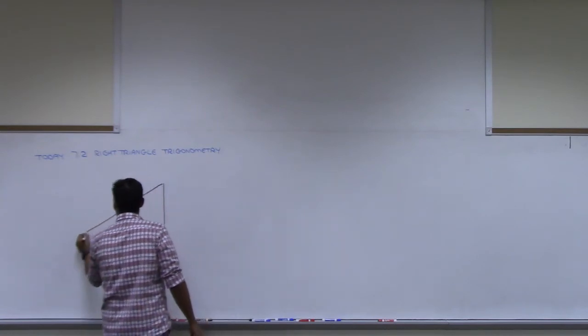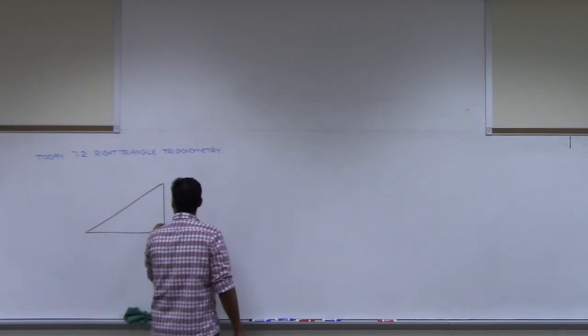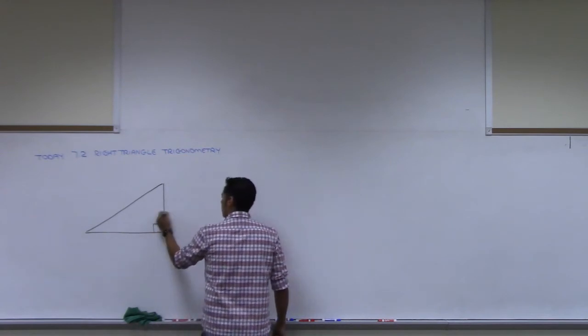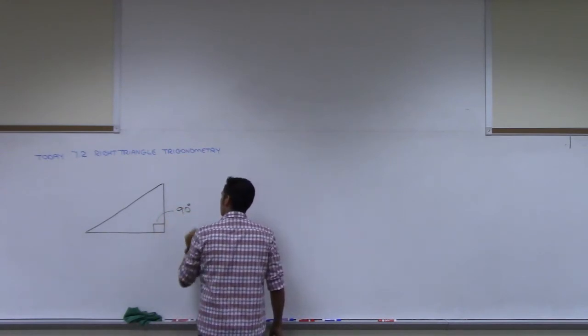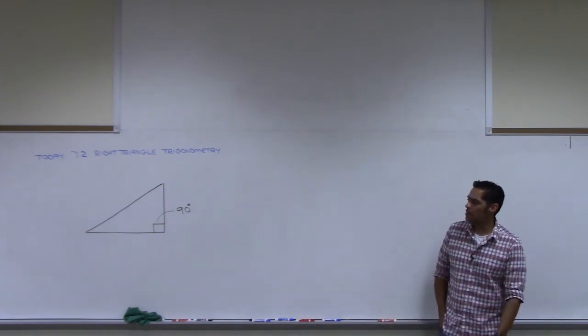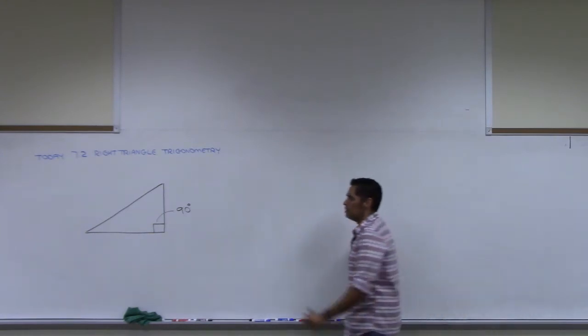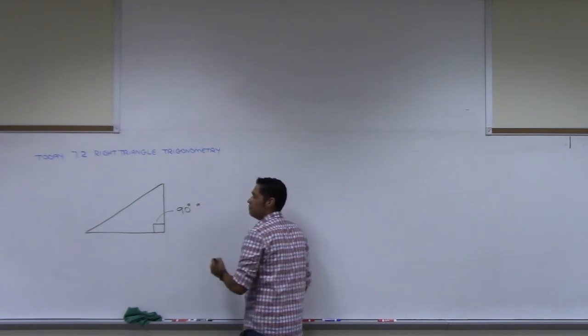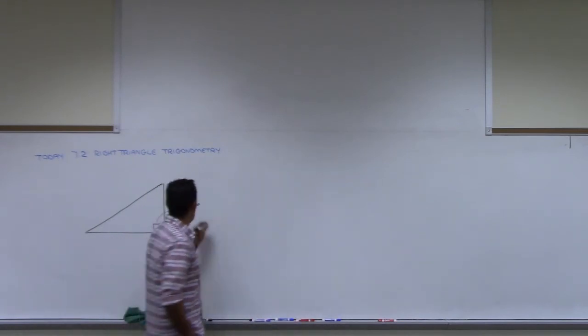So it must have a 90. Okay, so that right there, 90 degrees. What's the radian measure of that angle? If I said, what's that angle in radians? Pi over 2. 90 degrees, pi over 2.